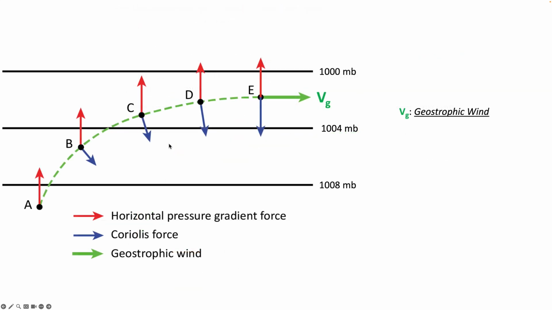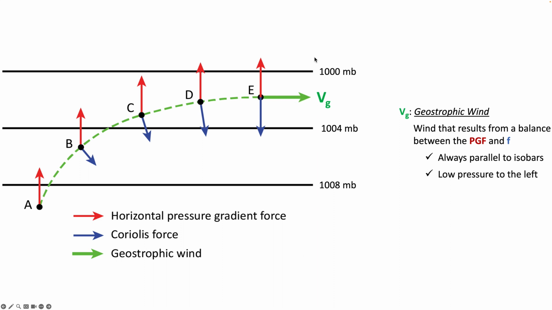So let's just put this figure back down again, and I'm going to define the geostrophic wind. It's this V sub G right here. The geostrophic wind is the wind that results from a balance between the pressure gradient and Coriolis forces. It's always parallel to the isobars. It always blows parallel to the isobars. Low pressure will always be to the left of the geostrophic wind, and high pressure will always be to the right of that geostrophic wind arrow.